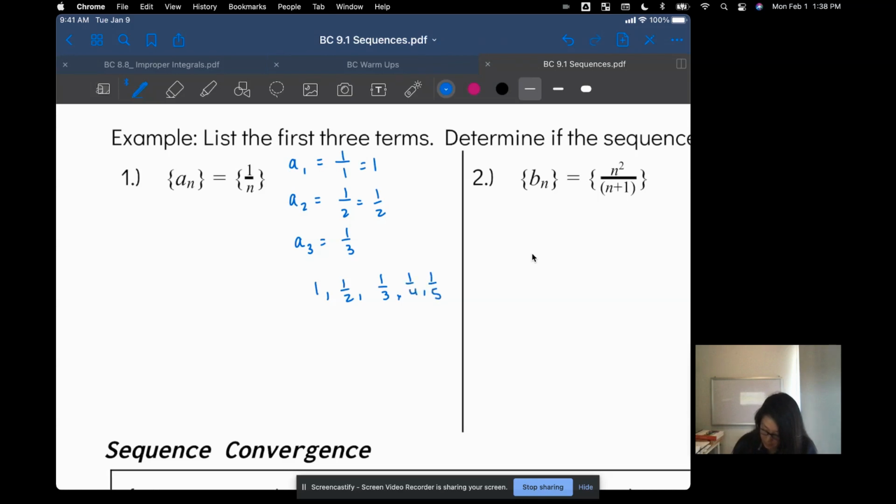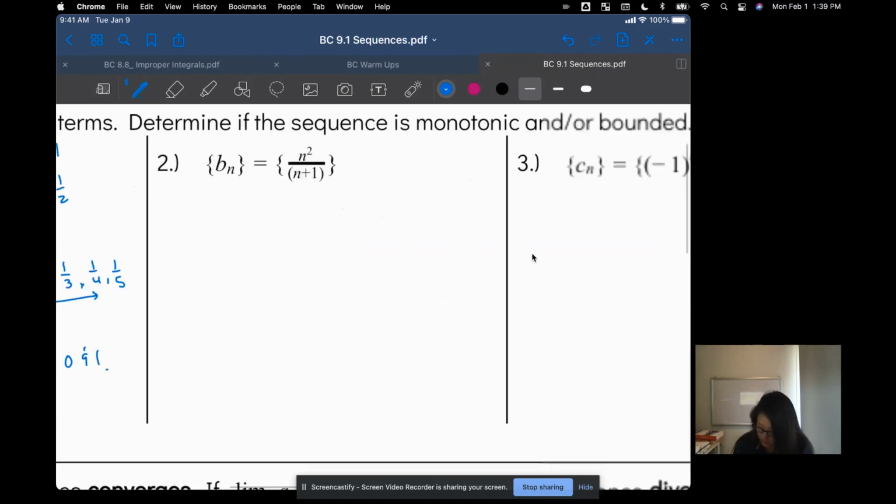And I notice that the values in the sequence are monotonic because they are decreasing, and they are also bounded because the highest value is 1 and the lowest value we are approaching is 0. So this sequence is monotonic and bounded. It's between 0 and 1.